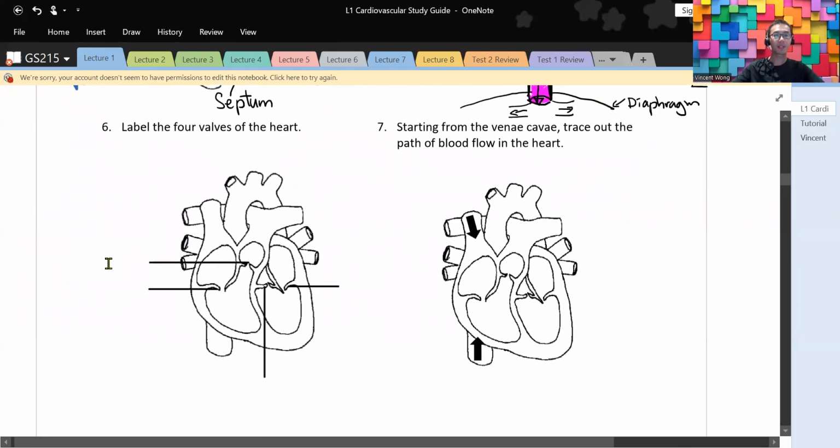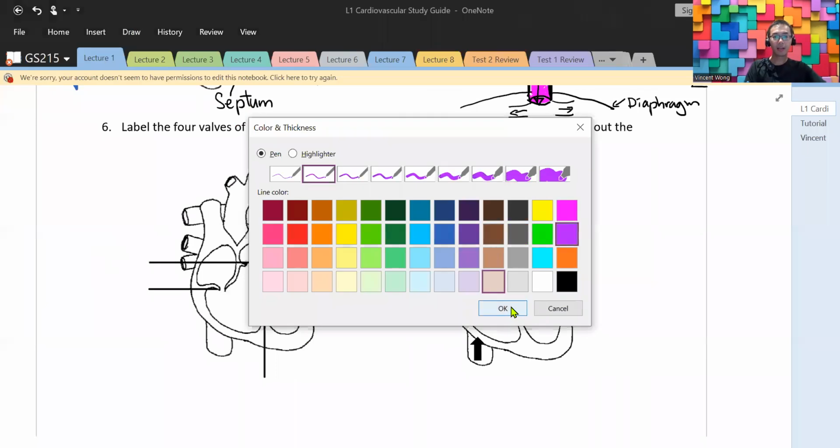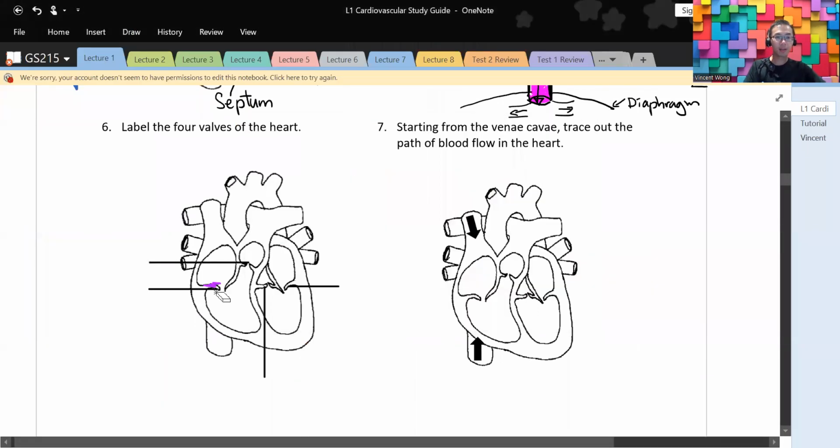Label the 4 valves of the heart. All right, so we've done that before, but let's do it again. We have the tricuspid valve on the right here, separating the right atrium and the right ventricle, of course. So that is the tricuspid, 3 flaps. Okay, and on this side we have the bicuspid, 2 flaps. Okay, and of course together they are the AV valves.